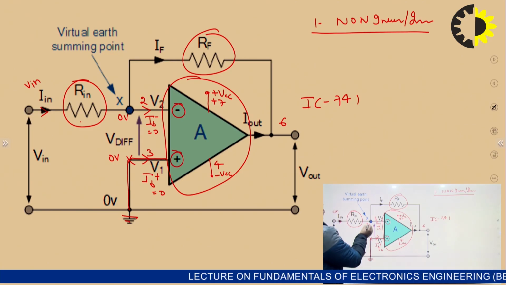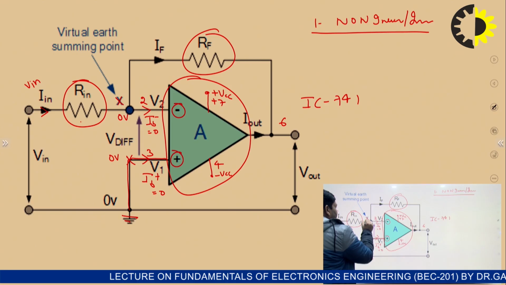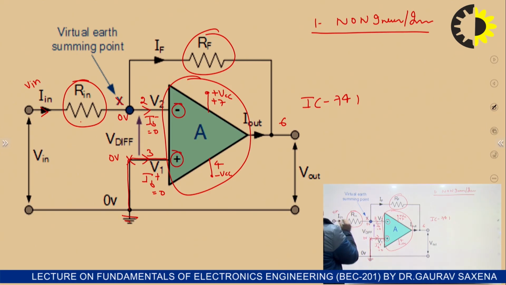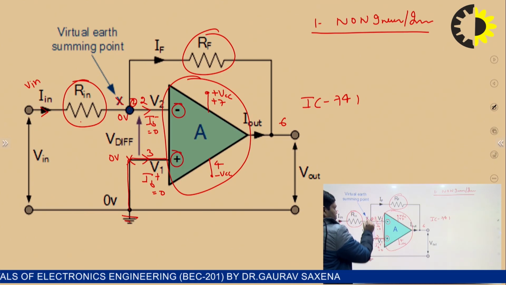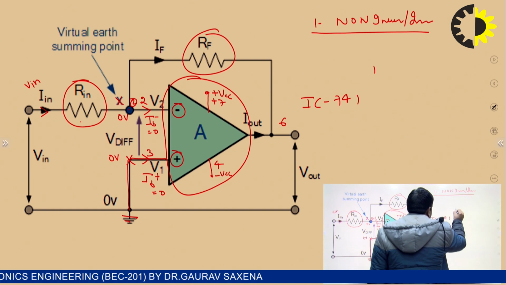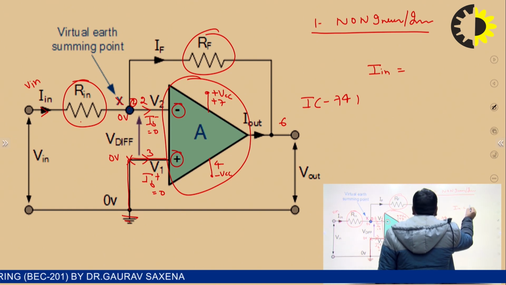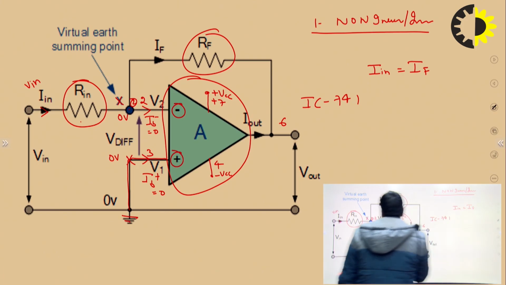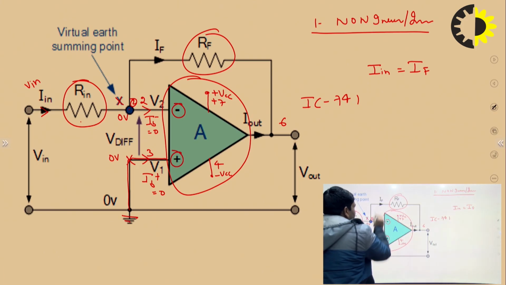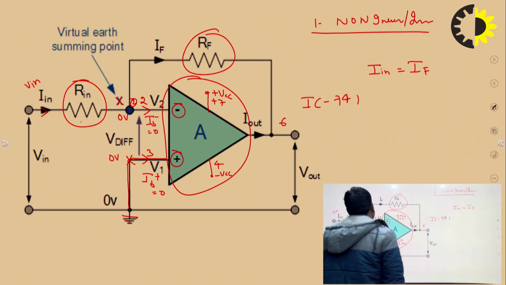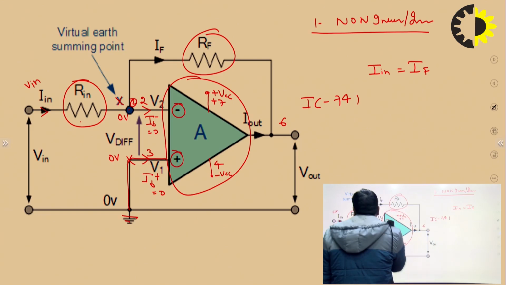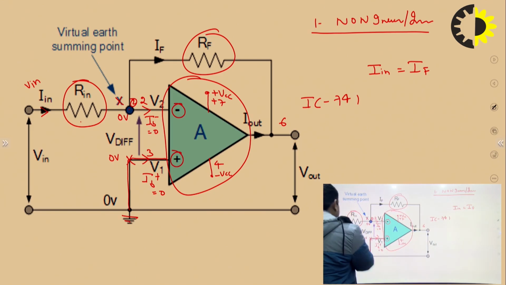Then we apply KCL at node X. If this is V in, or this is I in, then applying KCL at this node, the I in is equal to the feedback current IF, because one is the inlet current and the other is the outlet current. So what is I in? I in is the potential difference upon resistance. What is the potential difference in that particular branch?